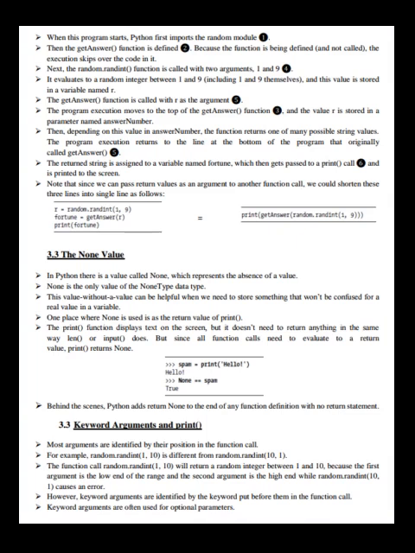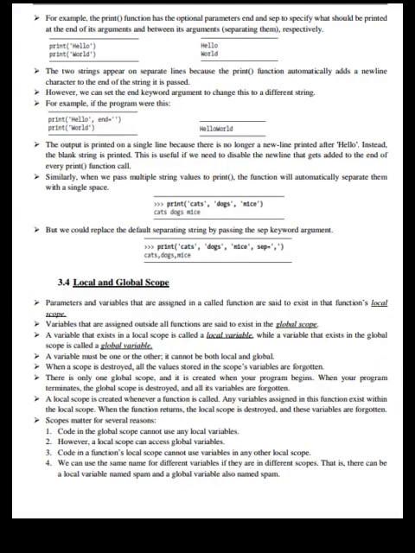Keyword arguments are often used for optional parameters. For example, the print function has the optional parameters end and sep to specify what should be printed at the end of its arguments and between its arguments, separating them, respectively. The two strings appear on separate lines because the print function automatically adds a newline character to the end of the string it is passed.